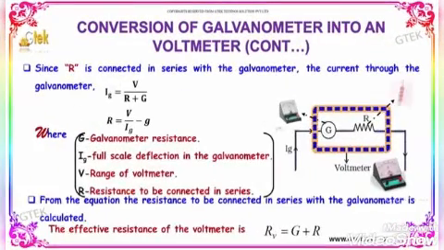Since capital R is connected in series with the galvanometer, the current through the galvanometer Ig is equal to V by (R plus G). R is equal to V by Ig minus G.